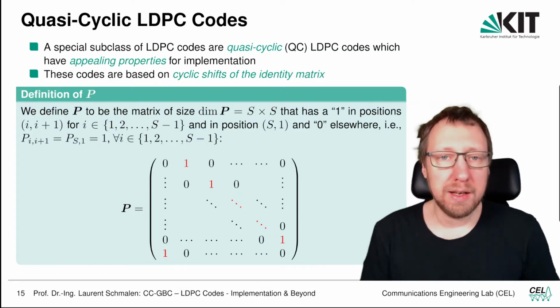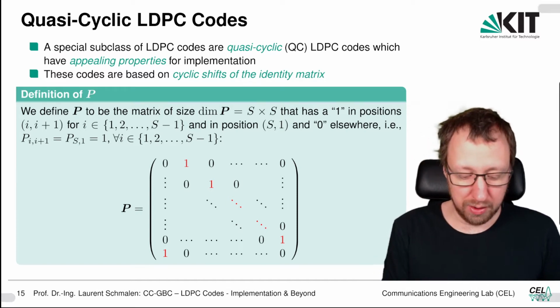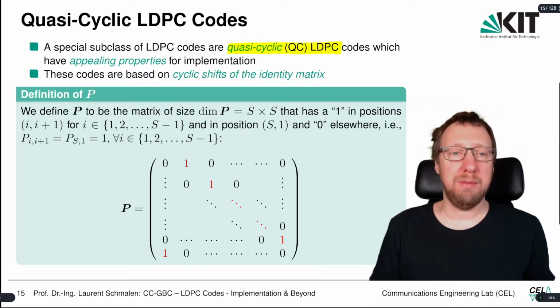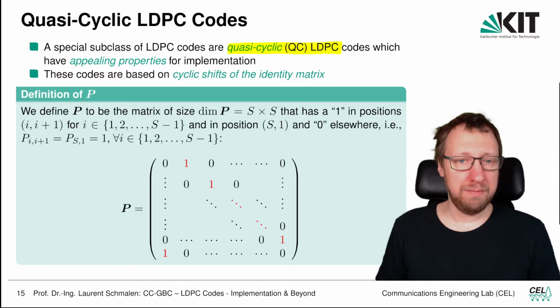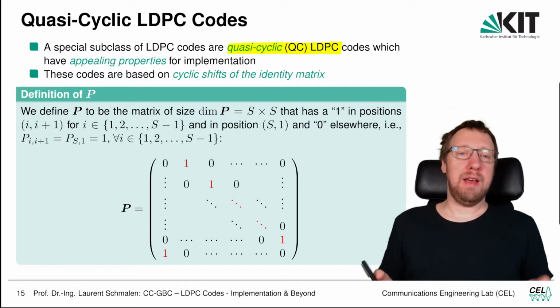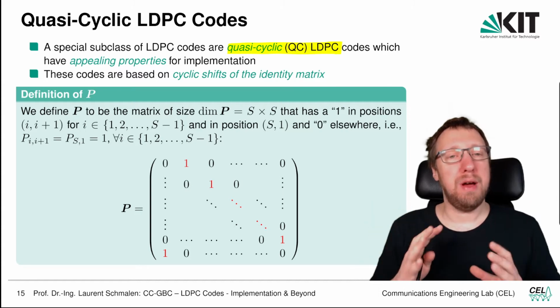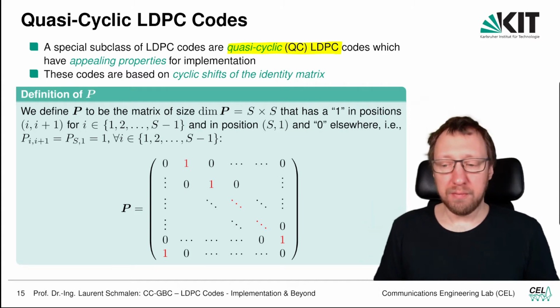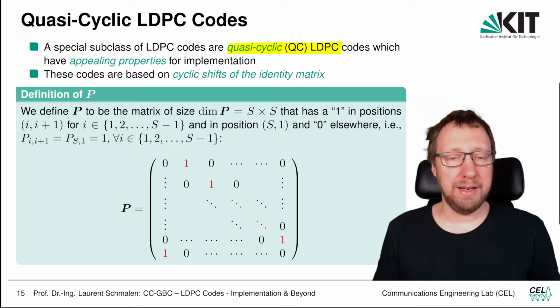So in practical standards and communication systems, usually a subclass of LDPC codes called quasi-cyclic LDPC codes is employed. These quasi-cyclic LDPC codes have very appealing properties for implementation, and that's why they are favored. Quasi-cyclic LDPC codes allow us to reduce the size of the parity check matrix even further. So how are quasi-cyclic LDPC codes defined? They are defined based on a cyclic shift of the identity matrix.